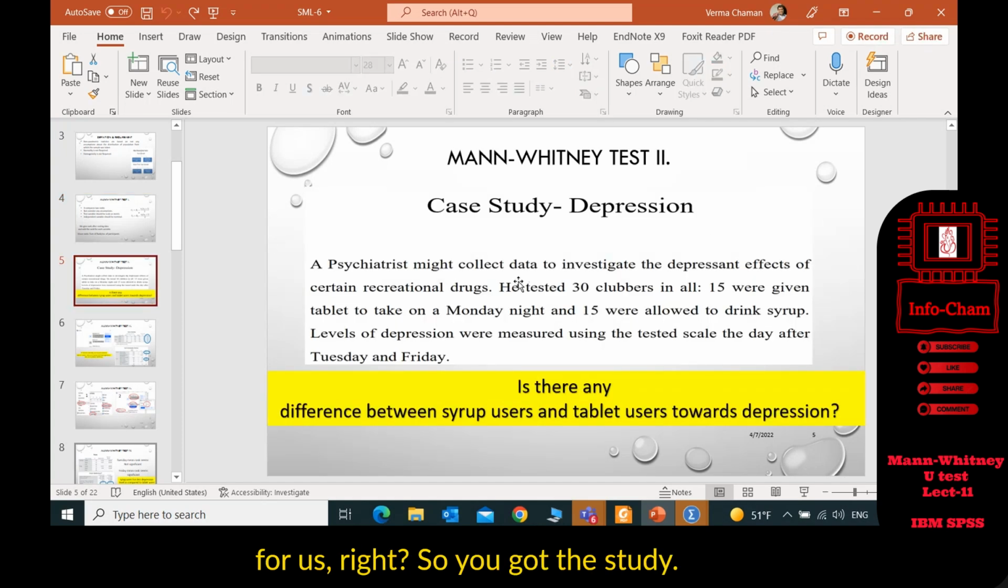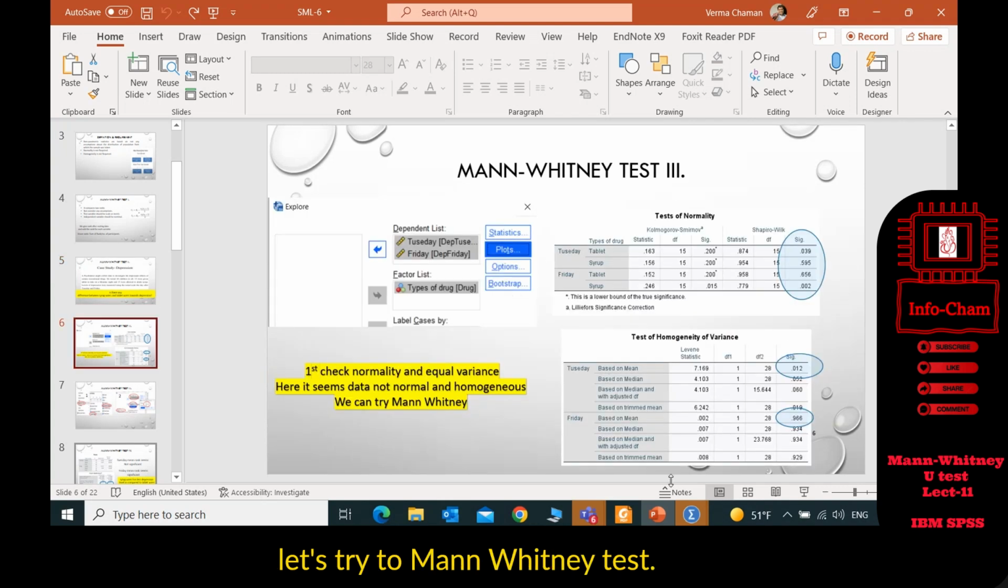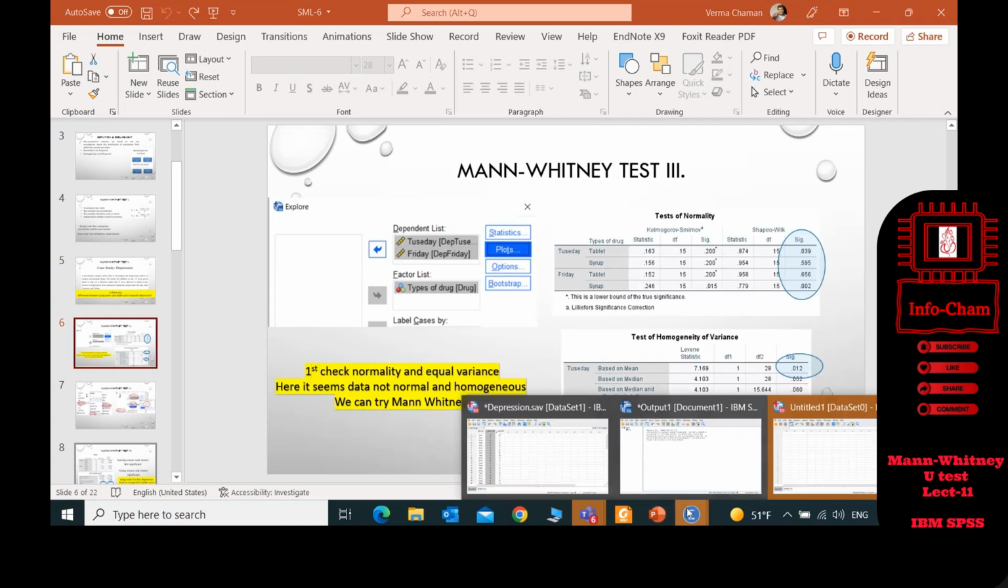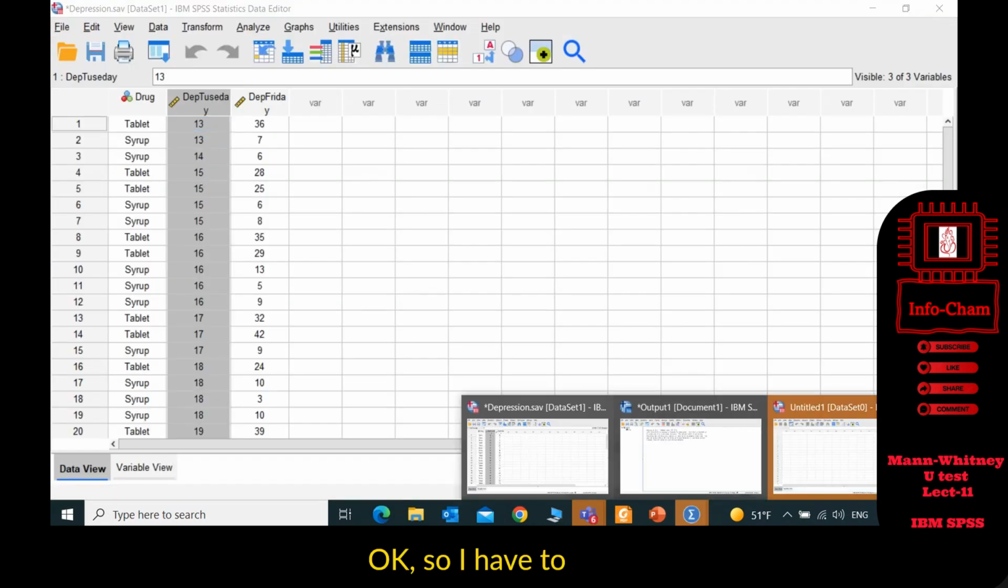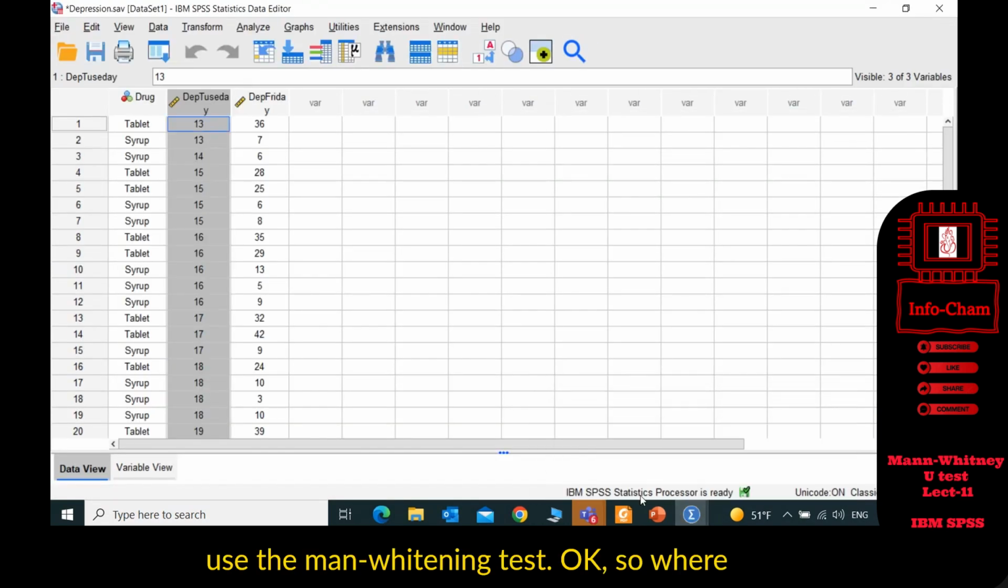So you got the study. Is there any difference between the syrup user and tablet user based on the depression level? So we have to use the Mann-Whitney test. Why? Because data is not normal. If it is normal or homogeneity is there, then I should use an independent t-test, because two groups are independent and one has the categorical variable, right? So we have to use that one. Be careful about it. Okay, so let's try the Mann-Whitney test. Okay, so I have to use the Mann-Whitney test.